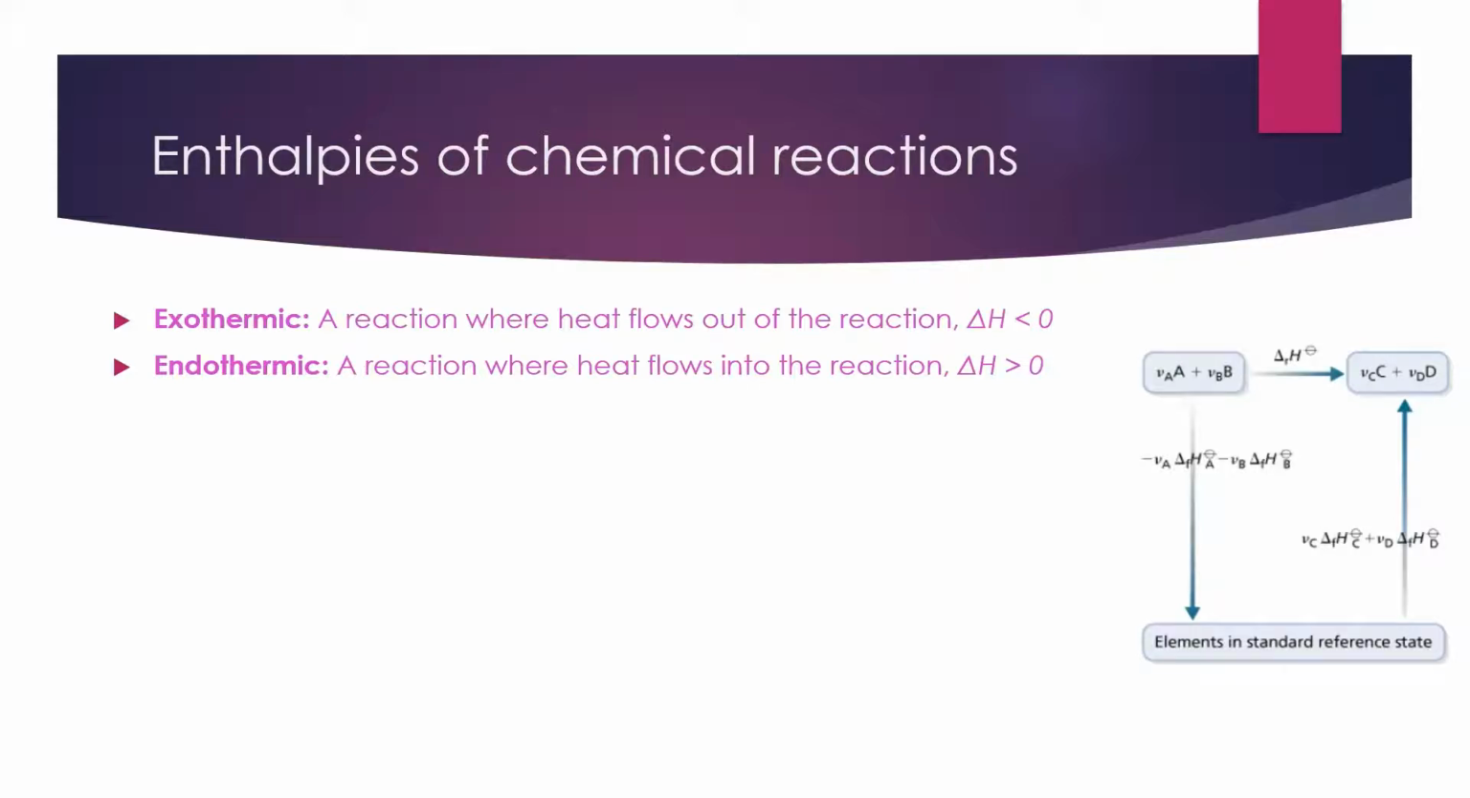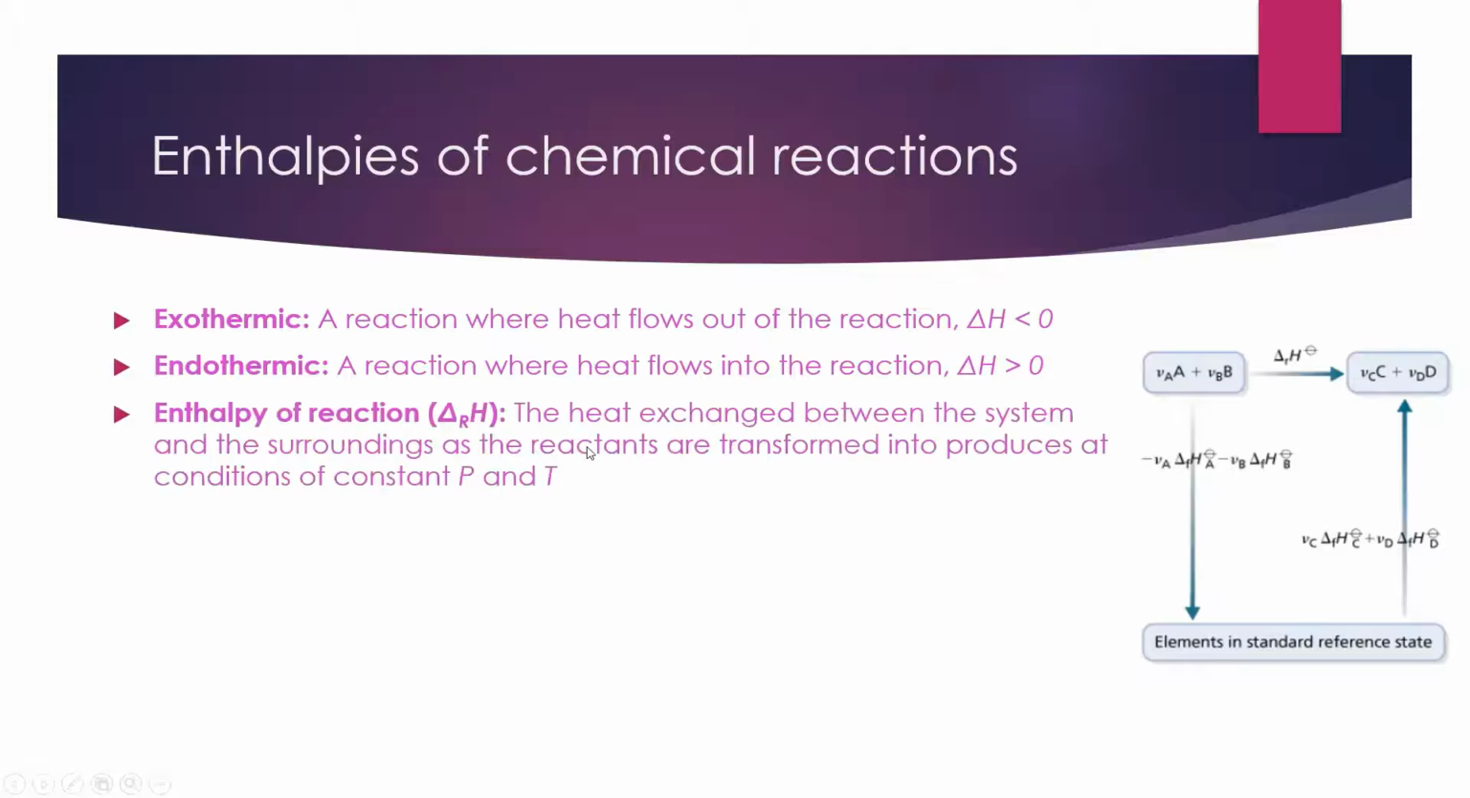When we're talking about reactions, we have a couple of different definitions that we'll want to work with. The first one we'll look at is the enthalpy of a reaction. So here we have delta H, and then we have this little R subscript in there that's just saying this is an enthalpy of a chemical reaction. So that reminds us that we're talking about a chemical reaction. This is the heat exchange between the system and the surroundings as the reactants are transformed into products at conditions of constant pressure and temperature.